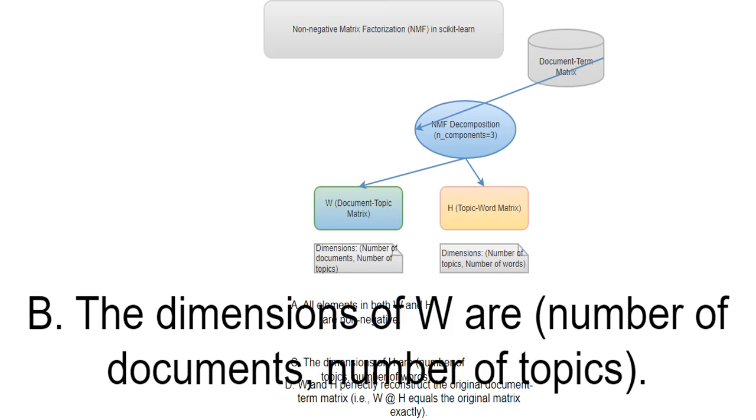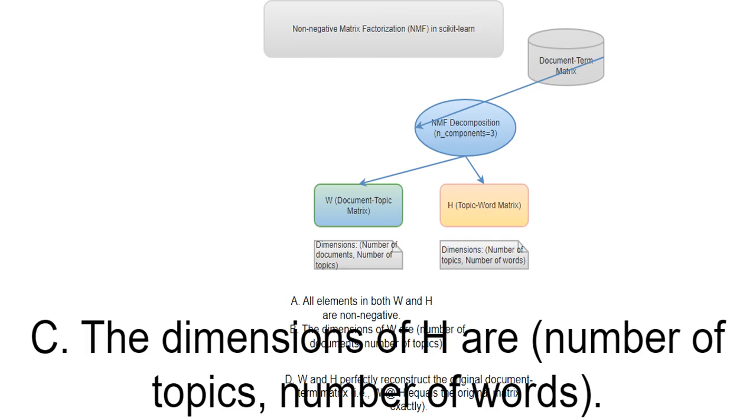This statement correctly describes the shape of matrix W as the number of documents by the number of topics. This accurately reflects the structure of matrix H, the number of topics by the number of unique words.